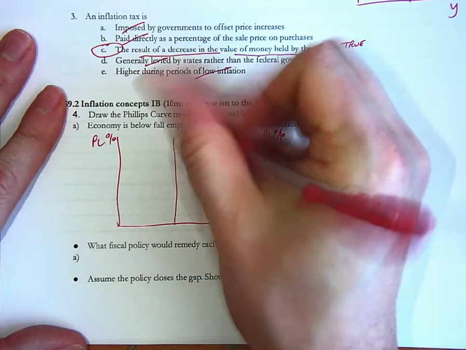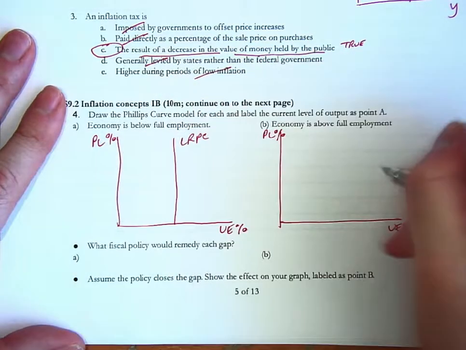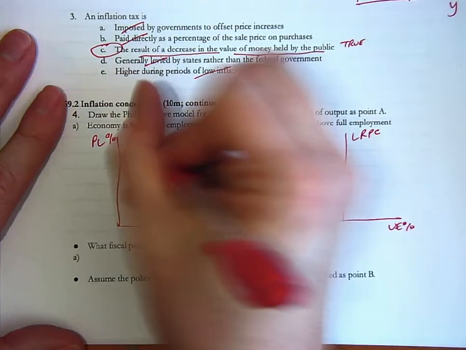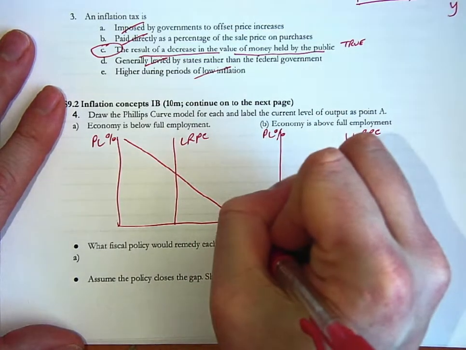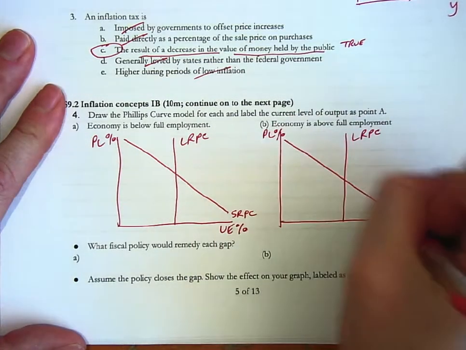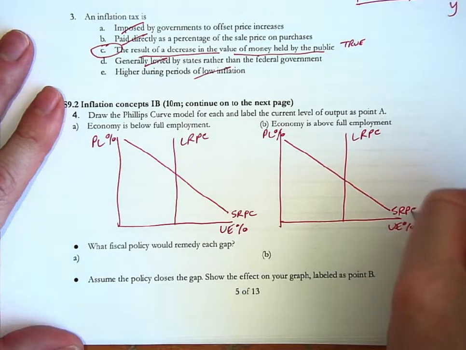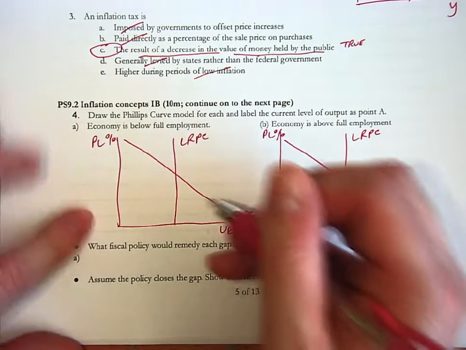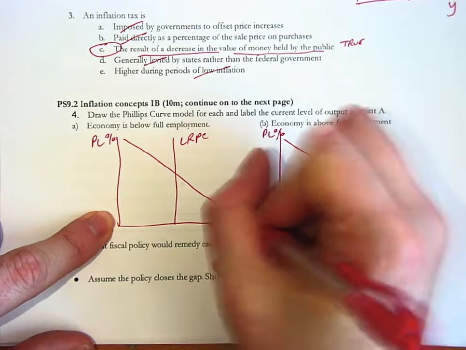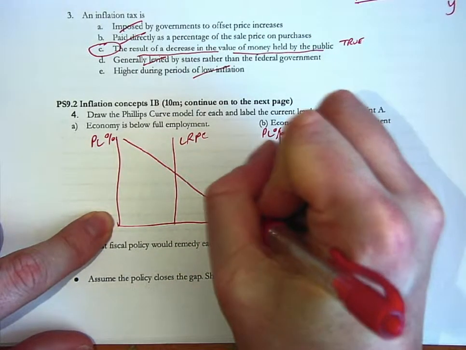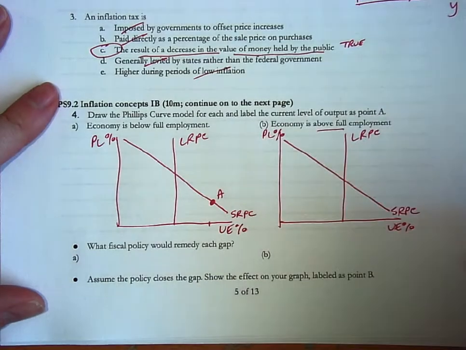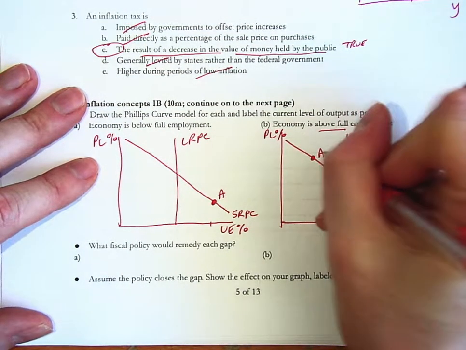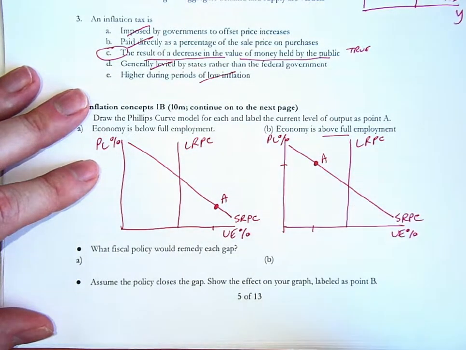So then we need an LRPC, the long run Phillips curve, indicating that those two aren't really related in the long run, and in the short run that they are related. And then, now we're ready for this, economy is below full employment. So where is a recession? Well, it's low prices and high unemployment, so we'd put point A. And then economy is above full employment. That means we're in expansion, so we're going to have high prices up here, and low unemployment.